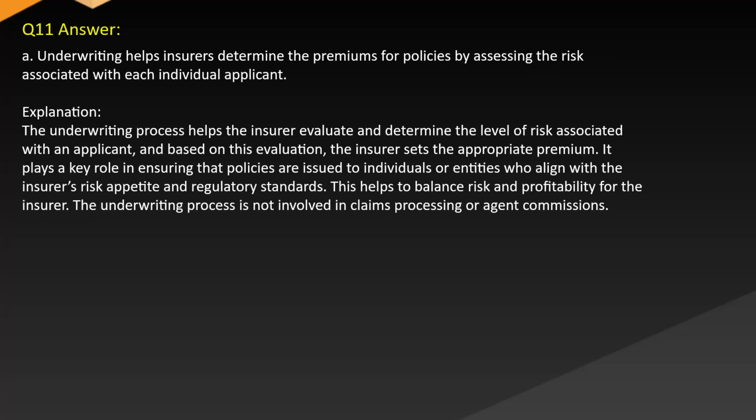Answer: A, underwriting helps insurers determine the premiums for policies by assessing the risk associated with each individual applicant. Explanation: the underwriting process helps the insurer evaluate and determine the level of risk associated with an applicant, and based on this evaluation, the insurer sets the appropriate premium. It plays a key role in ensuring that policies are issued to individuals or entities who align with the insurer's risk appetite and regulatory standards. This helps to balance risk and profitability for the insurer. The underwriting process is not involved in claims processing or agent commissions.